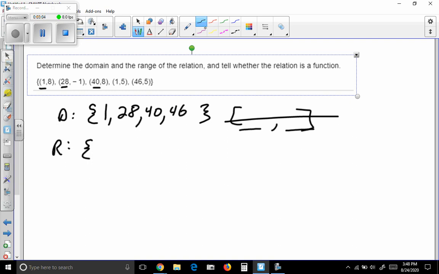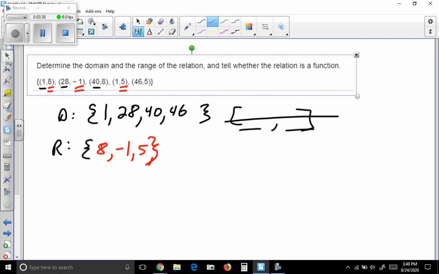And then for the range are all the Y values. So we have an 8 as a Y value, a -1, an 8 again, a 5, and a 5 again. So the unique Y values are 8, -1, and 5. We didn't have to list anything more than once. We just listed what values we have in the Y place. So that's domain and range.